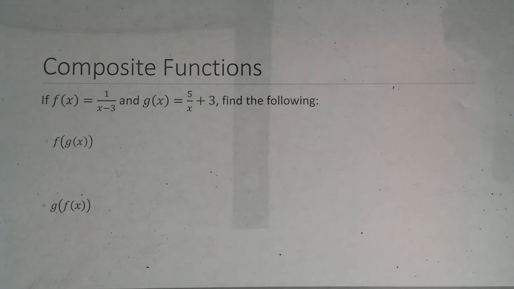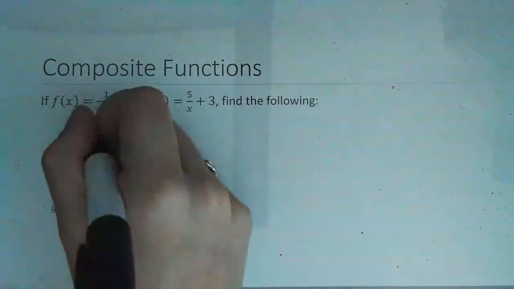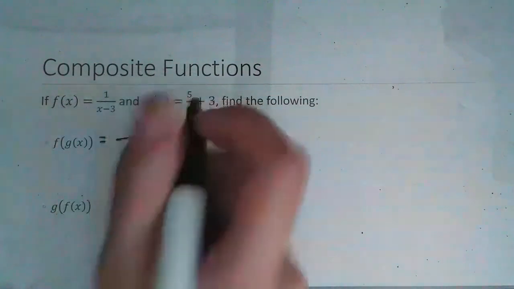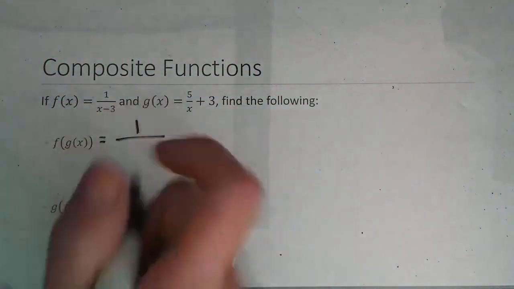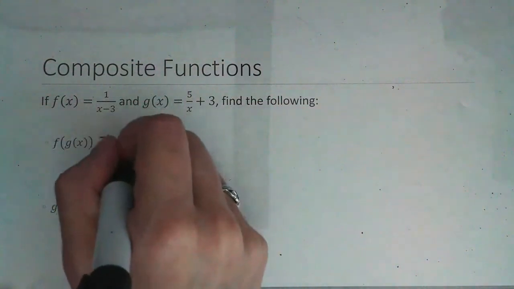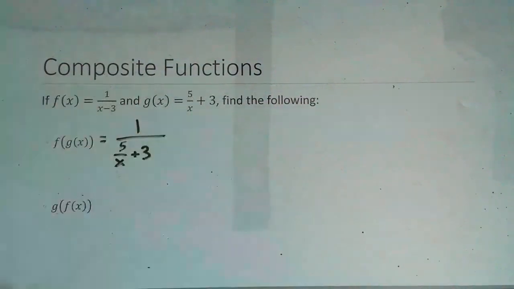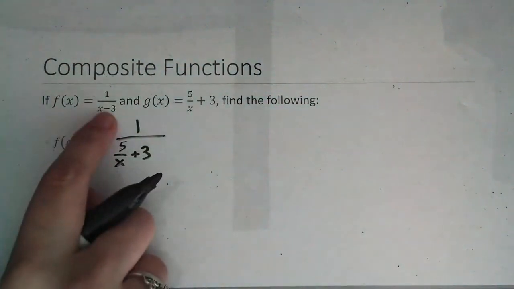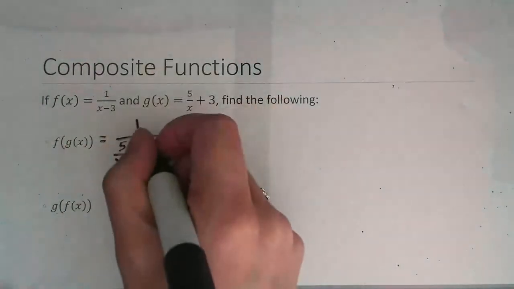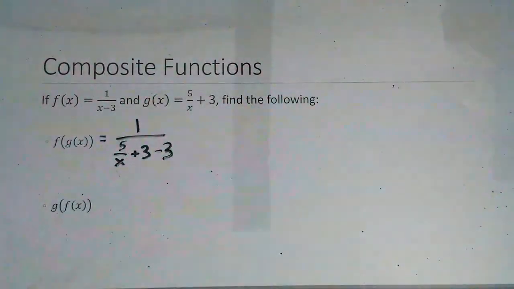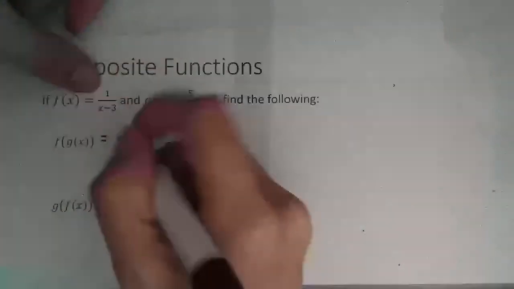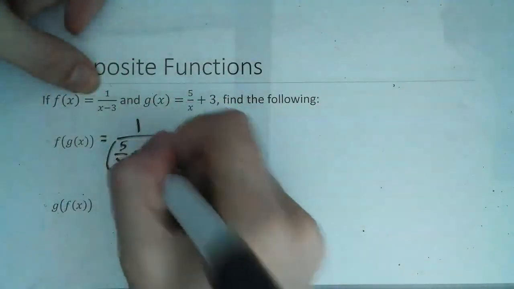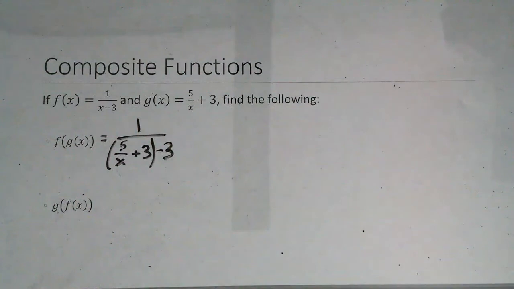So starting with f of g of x, I'm going to start with my function f, which is 1 over. Now I see an x, I need to replace it with what g of x is, which is 5 over x plus 3. And then there's still a minus 3 from my f of x. So you'll notice that what I just wrote is f of x, but where there was an x is now the function g of x.